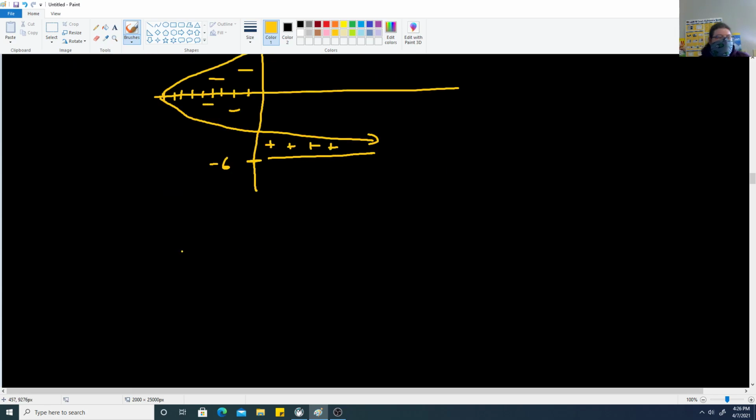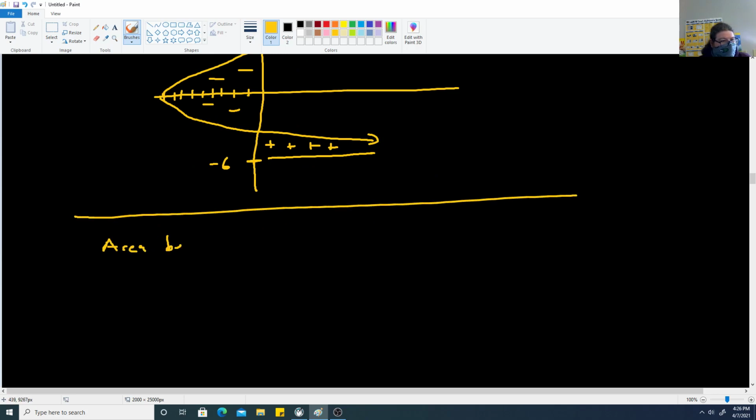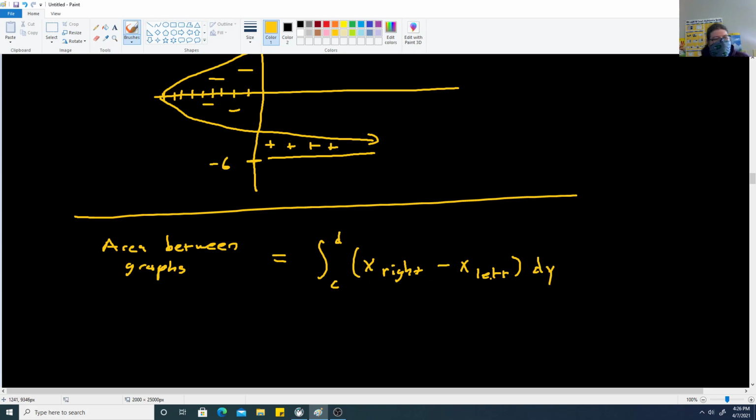So, tying this together with what we've been looking at, if you want to do the area between the graphs, in this situation we would have the integral from c up to d of x of the right minus x of the left. So instead of top and bottom, we deal with left and right. Top is like being the right, and bottom is like being the left. And we use this equation to help us out.